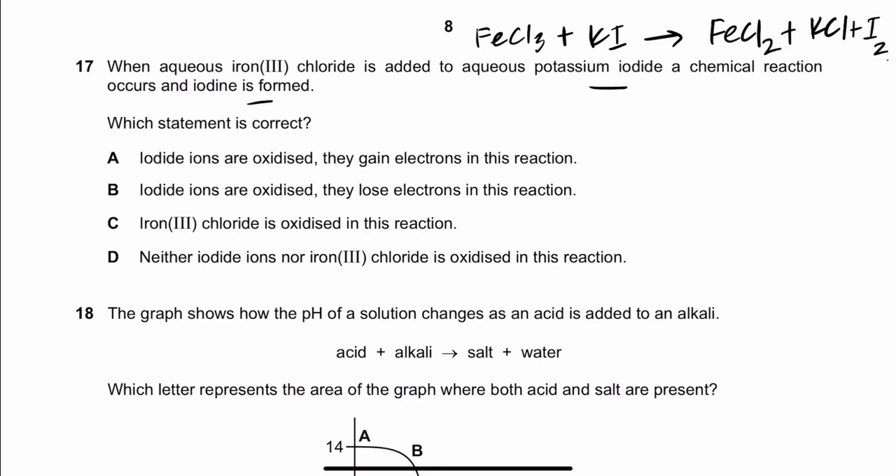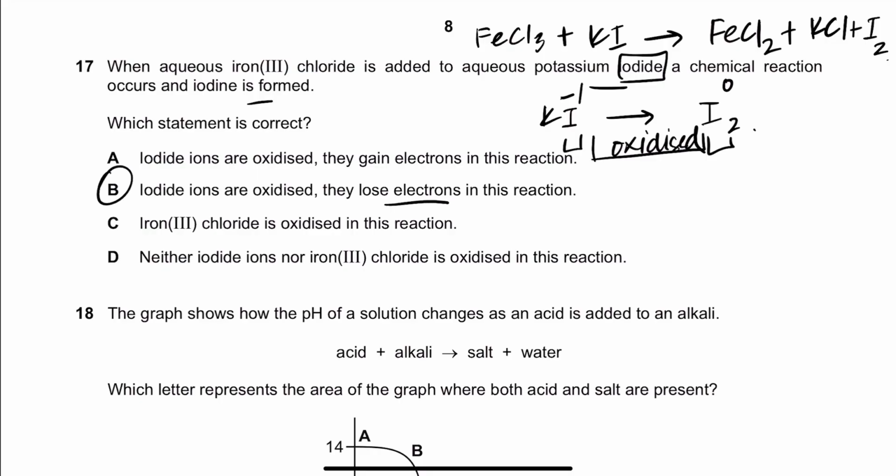But even if you don't know this stuff, you realize that you had potassium iodide, KI, and it is going into I2. What is happening? The oxidation state of I in KI was -1, right? And it's going from -1 to 0. So what is actually happening? It's being oxidized, it's losing electrons. So iodide ions are oxidized because they lose electrons in this reaction, and B is my answer. They don't gain electrons by being oxidized. Okay, so you don't even have to look at C and D, and C and D are obviously wrong.